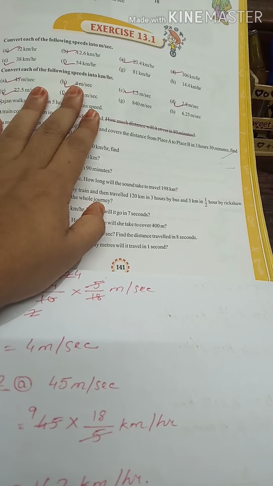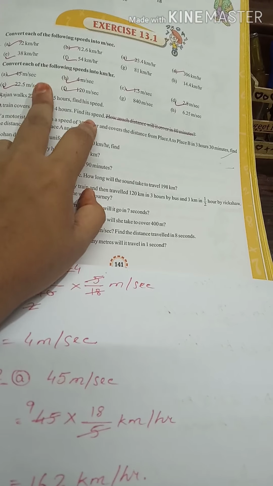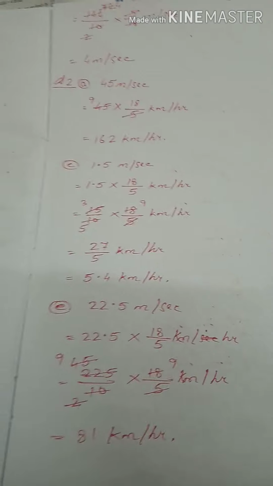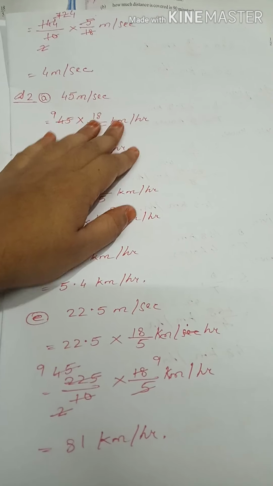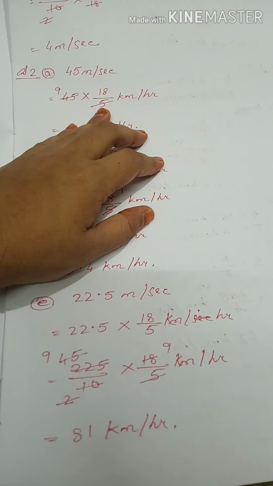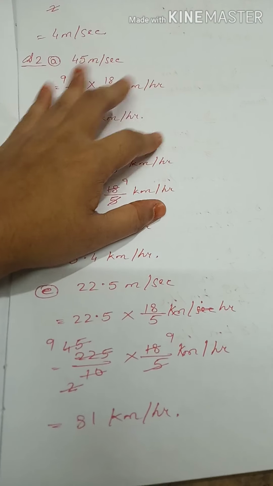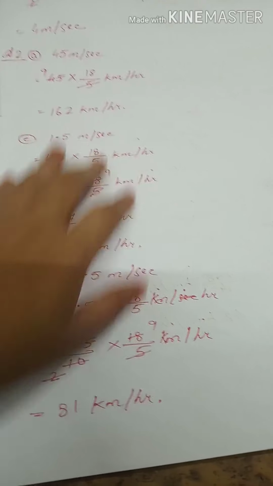Convert each of the following speeds into kilometer per hour. Here all the speeds are given in meter per second. You have to convert them into kilometer per hour. So we will multiply them with 18 by 5. See here, 45 meter per second equals 45 into 18 by 5 kilometer per hour. After cancellation, 5 and 45 we can cancel. 18 into 9 gives you 162 kilometer per hour.